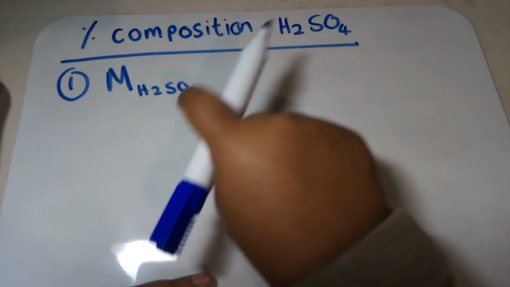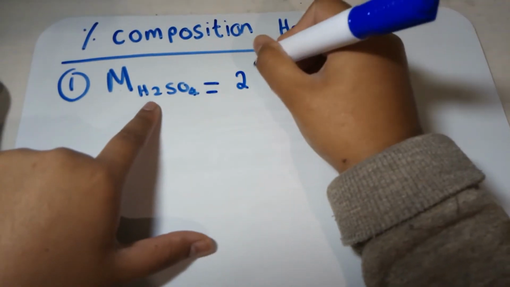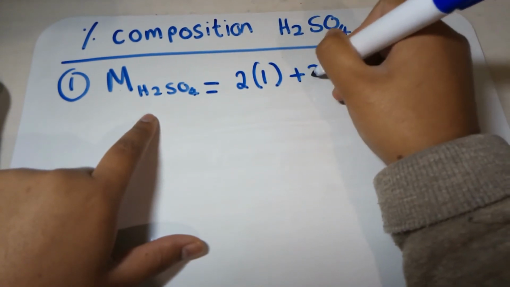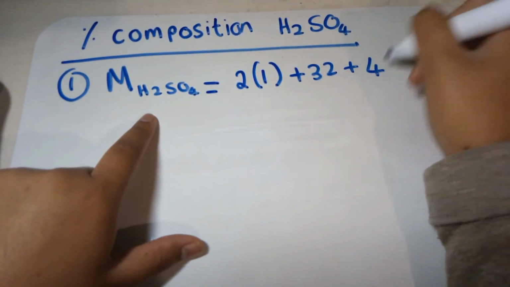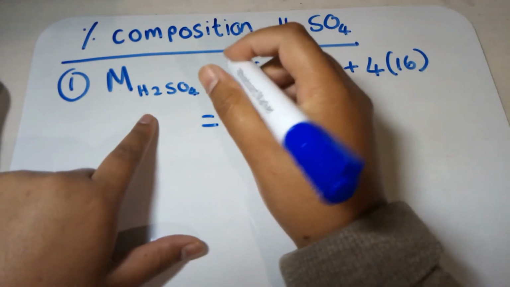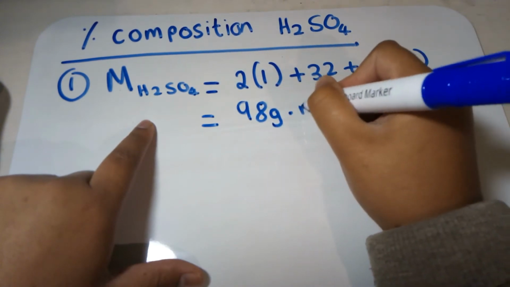That is the mass of 1 mole of this. So it's going to be 2 times the molar mass of hydrogen, which is 1, plus 32, plus 4 oxygen atoms. So that's 4 times 16. And that's going to give us a total molar mass of 98 grams for every mole.